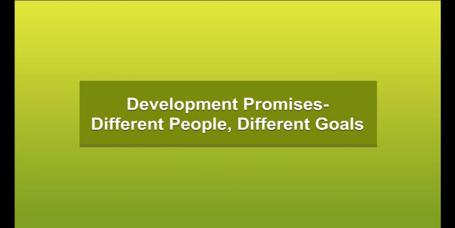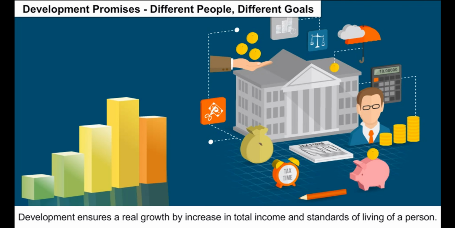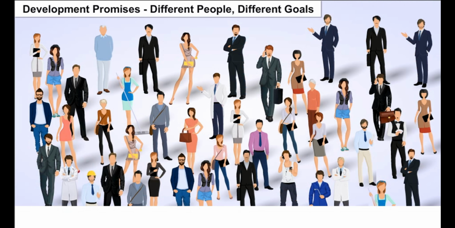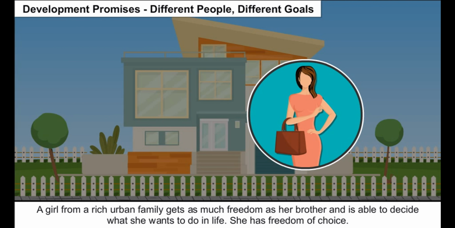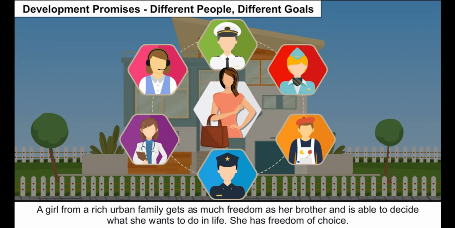Development promises, different people, different goals. Development ensures real growth by an increase in total income and standards of living of a person. Development goals are different for different people. For example, a girl from a rich urban family gets as much freedom as her brother and is able to decide what she wants to do in life. She has freedom of choice.